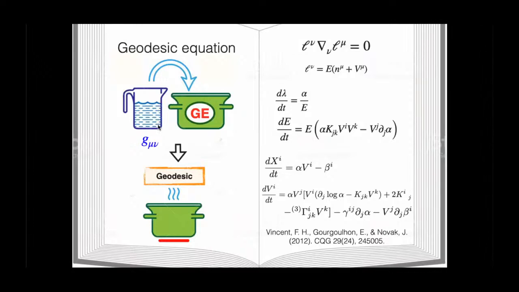The first ingredient of the recipe is the space-time metric, which can be inserted inside the geodesic equation to obtain the geodesic connecting the emitter and the observer. It is well known how to calculate geodesics in numerical relativity, and I mainly follow the formalism given by Vincent, Gourgoulhon and Novak in 2012 for the geodesic equation in 3+1.